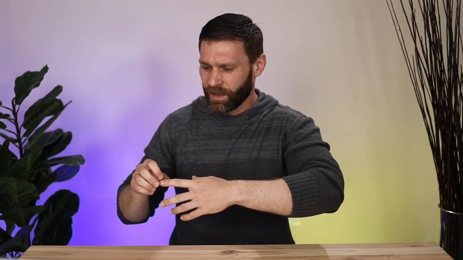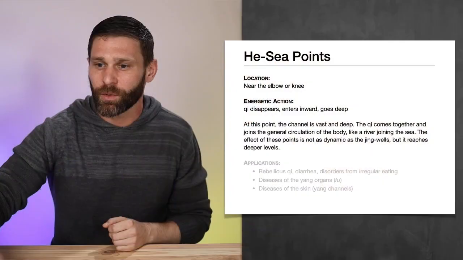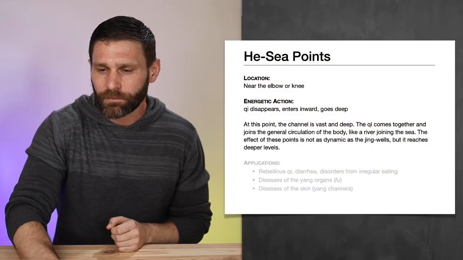And we can kind of see that based on the tissues as well. In a Jingwell point, you can't needle very deep. There's not a lot of tissue there. You have to needle superficially at the Jingwell points. When you get to the elbow, you have a lot more meat there. So you can actually needle deeper into the body because there's more tissue, and it will have a deeper effect in the body as well. So that's what we're doing with the He-Sea points.